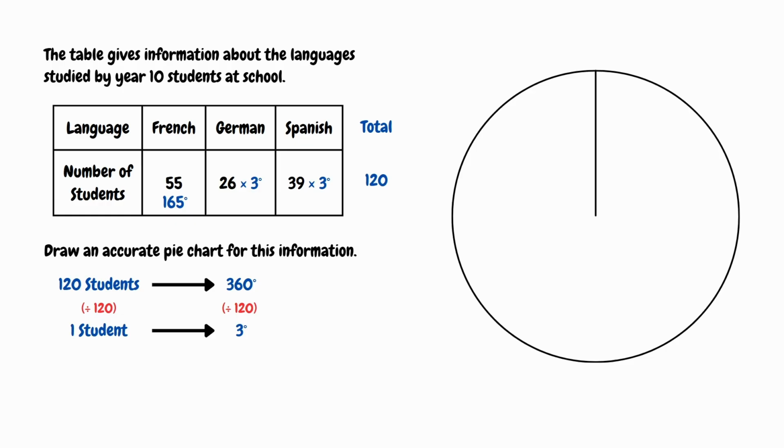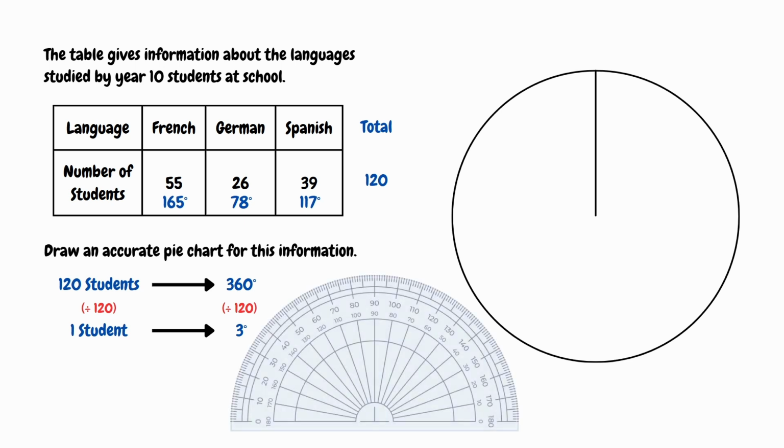For German, we need to do 26 times 3, which gives us 78. And then finally for Spanish, we need to do 39 multiplied by 3, which will give us 117. So now we know the angle for each sector of our pie chart. We're now going to use our protractor to draw these angles.